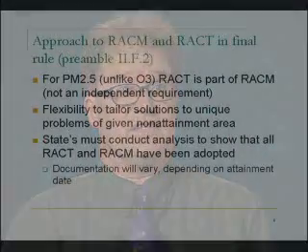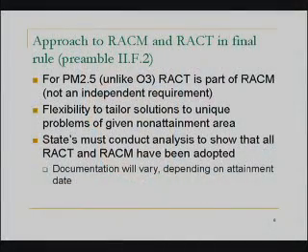Under the approach in the final rule for PM 2.5, states have the flexibility to tailor solutions to the unique problems of their given nonattainment area. States have to conduct an analysis to show that all RACT and RACM have been adopted and that those measures that have been adopted provide for expeditious attainment. The degree of documentation needed to make such a demonstration will vary depending on the attainment date, as has been discussed by Rich in a previous presentation.